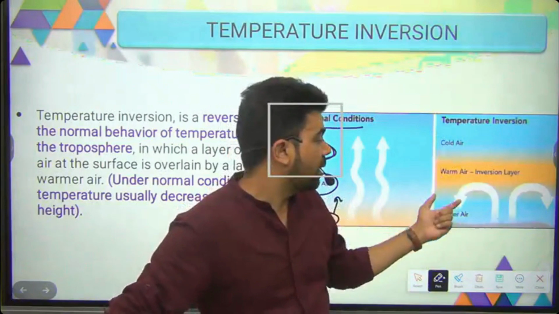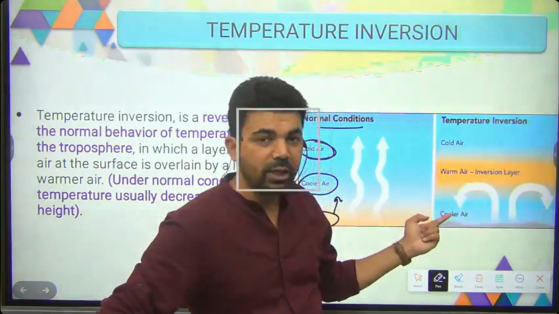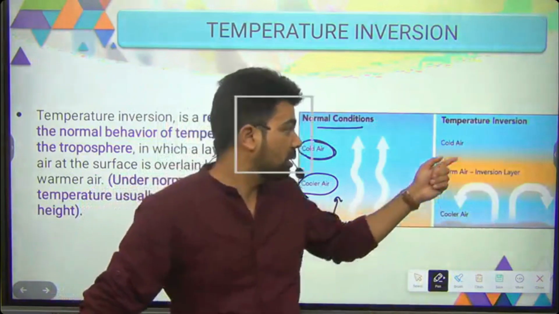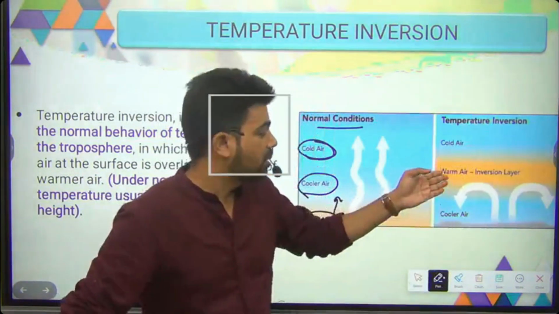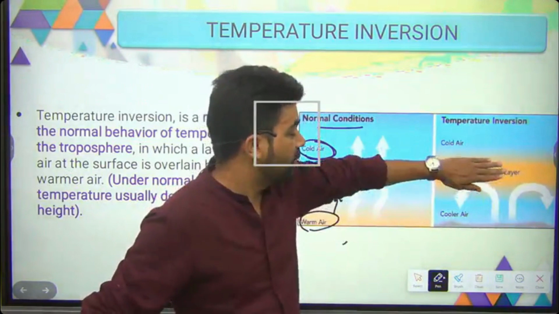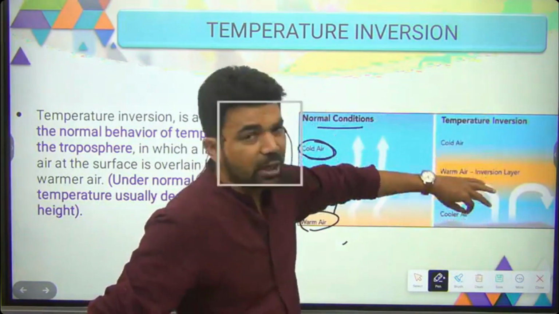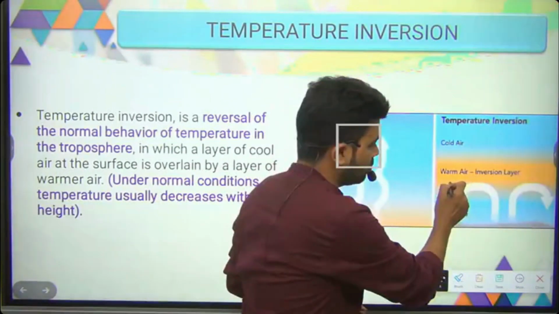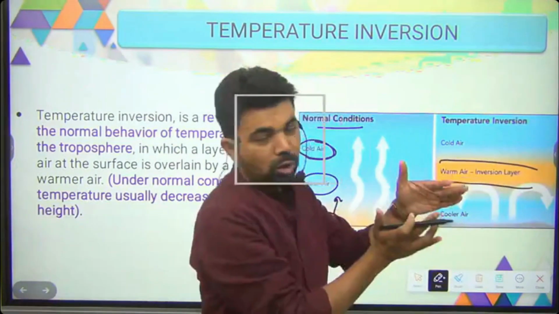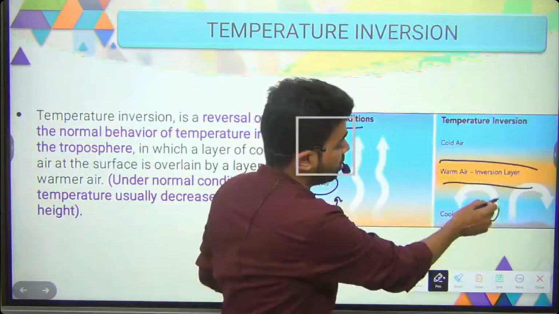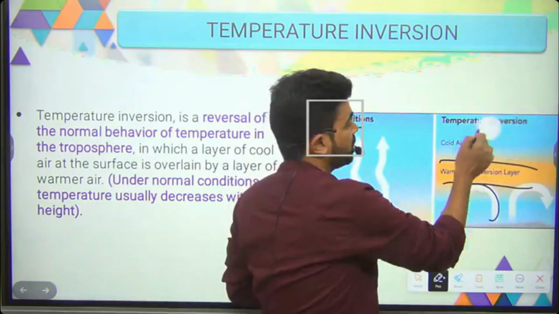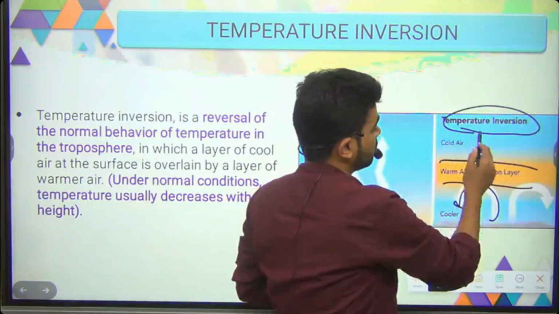So when there is a warm layer, that causes the cooler air to bend and come back to the earth. Understand that if there had not been a warm air, the cooler air would have kept on rising, but it is due to this block of the warm air that this cold air has been deflected back. So this happens only in temperature inversion. Okay.